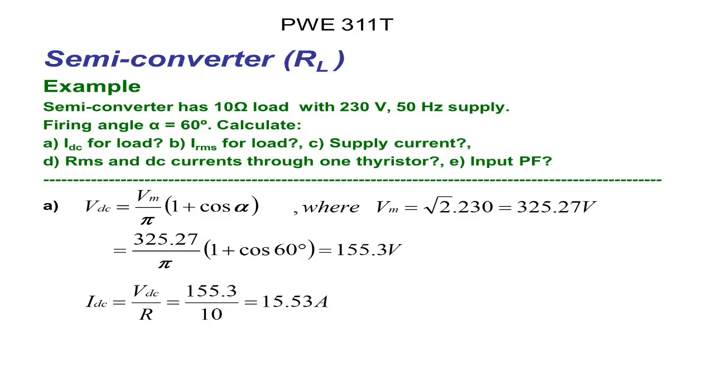So remember that IDC is VDC over R. To get VDC, VDC is VM over pi into 1 plus cos alpha, where VM is 325.27, that is root 2 times 230. So divide by pi, then into 1 plus cos 60, that gives you 155.3. So IDC becomes VDC over R, which is 155.3 over 10.